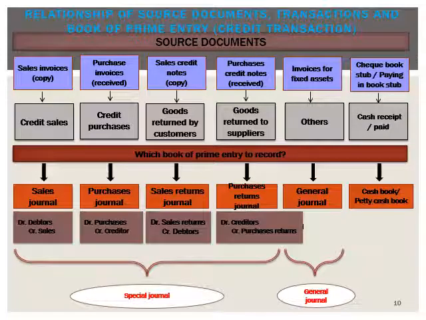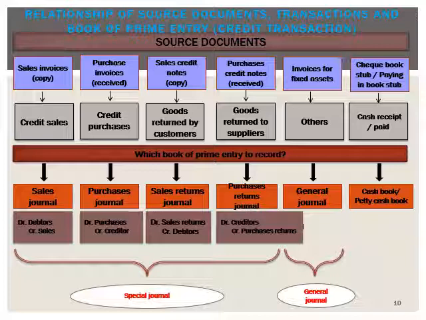Next, this slide shows us the relationships of source document, transactions, and the books of prime entry for credit transaction. For a sale invoice, it is related to the credit sales. When it is a credit sales transaction, we must record the items inside the sales journal with the double entry of debit debtors, credit sales.